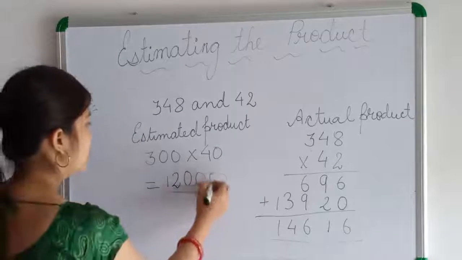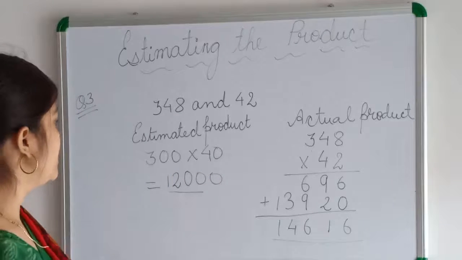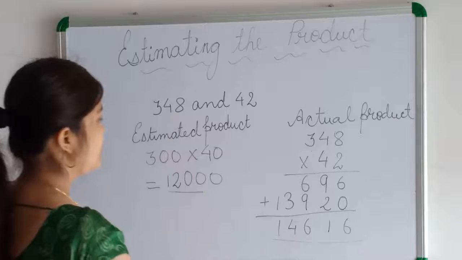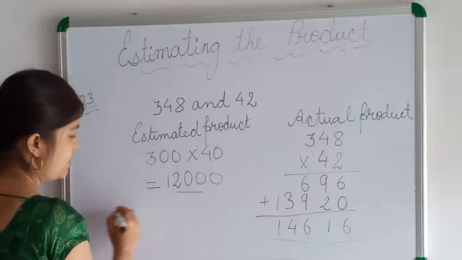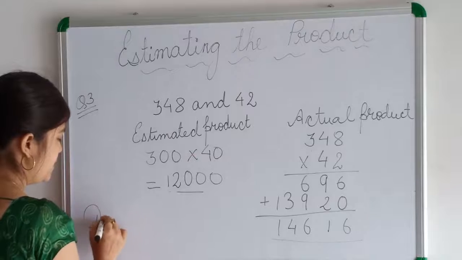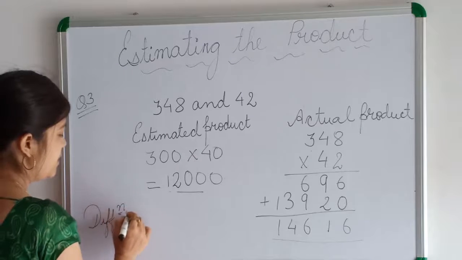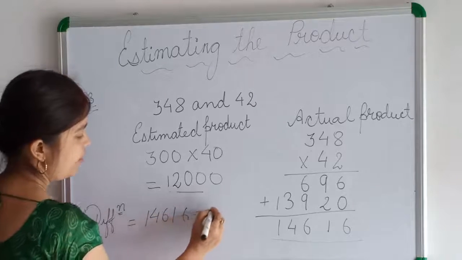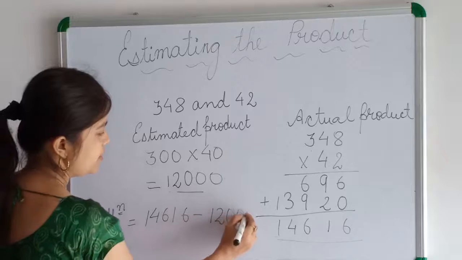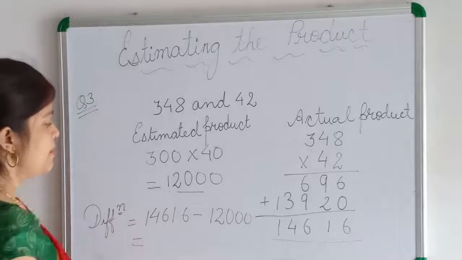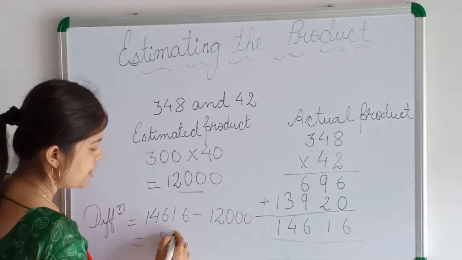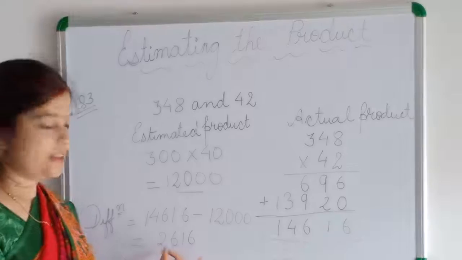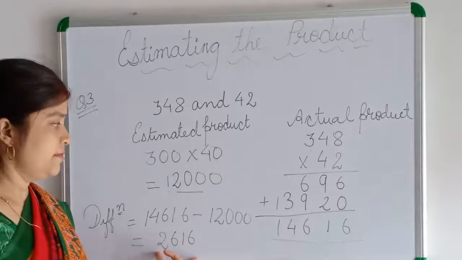Now we have to find the difference. You find the difference. The difference is equal to 14,616 minus 12,000. So the difference is 2,616. Very much now. The difference is in thousands.